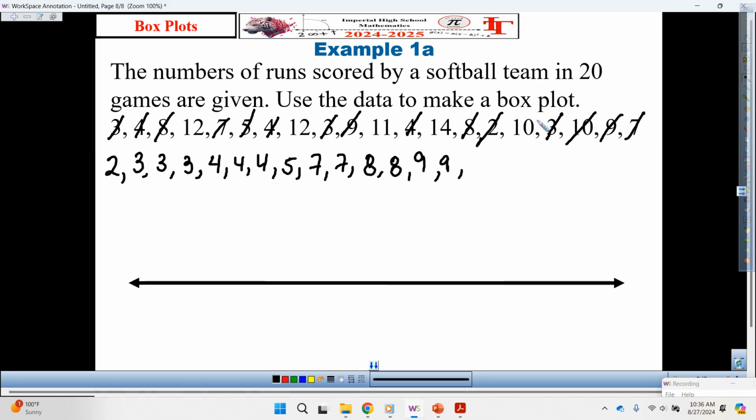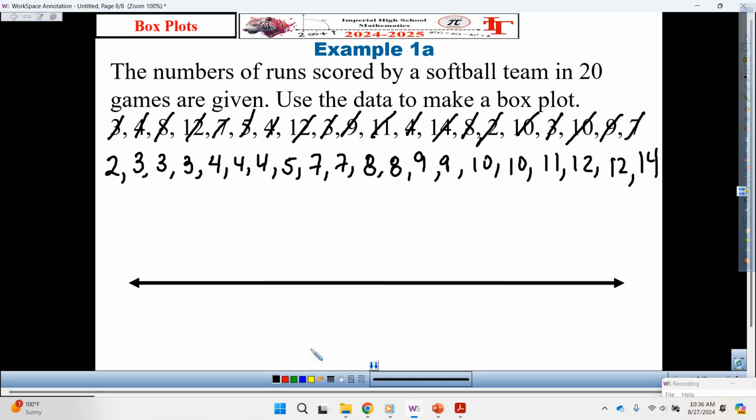We got two 10s. One 11. Two 12s. And the last one is 14. All right. Pretty straightforward, yes? Okay. Next, check this out.